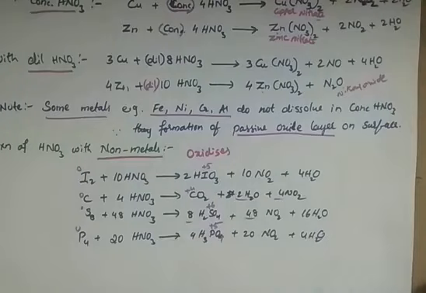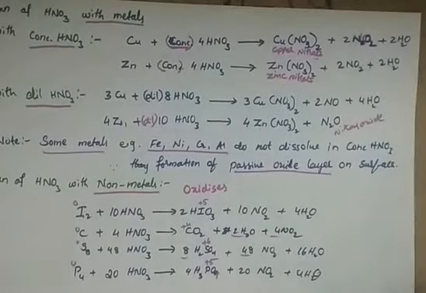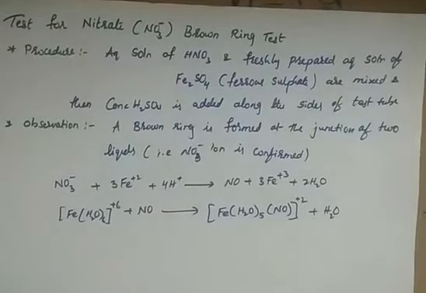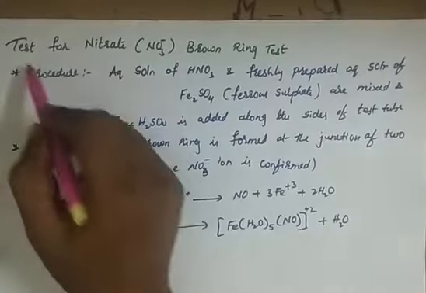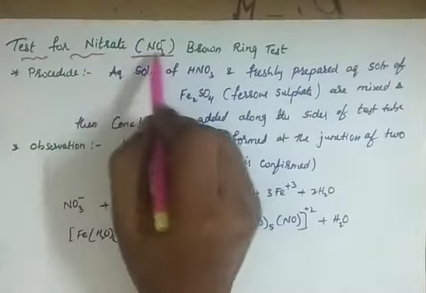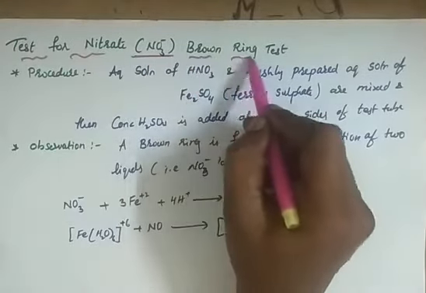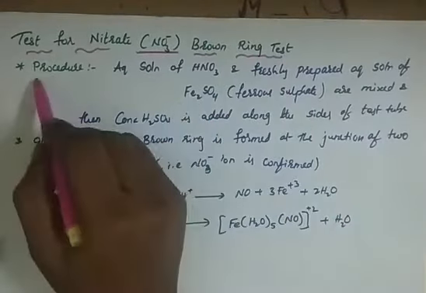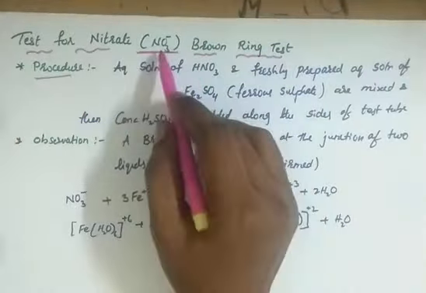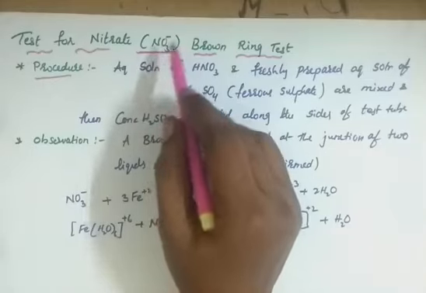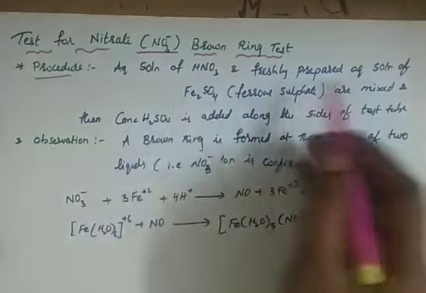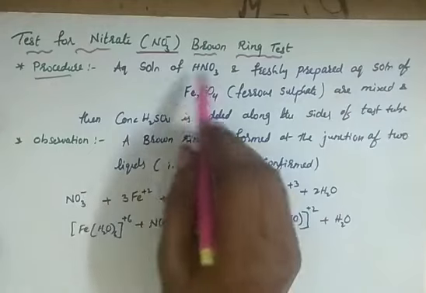So these are the reactions of HNO3 with metals and non-metals. And the last small topic is the test for nitrate ion. Again, very important. We will do this in our laboratory also. If any nitrate ion is given, we have to identify whether it is nitrate or not by doing some reactions. How? An aqueous solution of the nitrate is taken and freshly prepared ferrous sulfate is added.